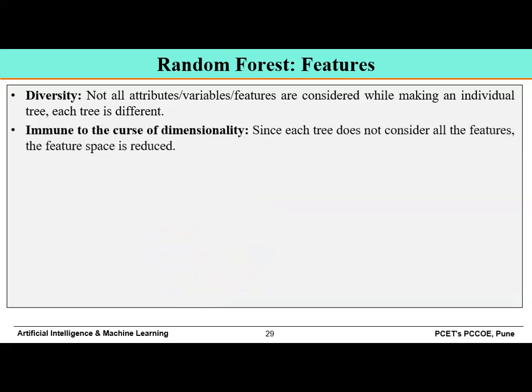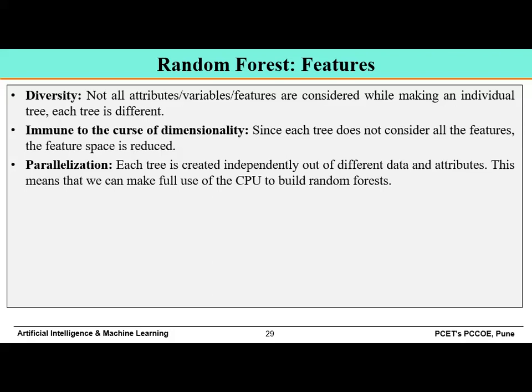Okay, second statement, please start reading from "since". Since each tree does not consider all the features, the feature space is reduced. So in each sample, all features will not be there. Along with the diversity, the feature space will be reduced. So out of 10, suppose in one sample only one feature is there. So the feature space will get reduced.